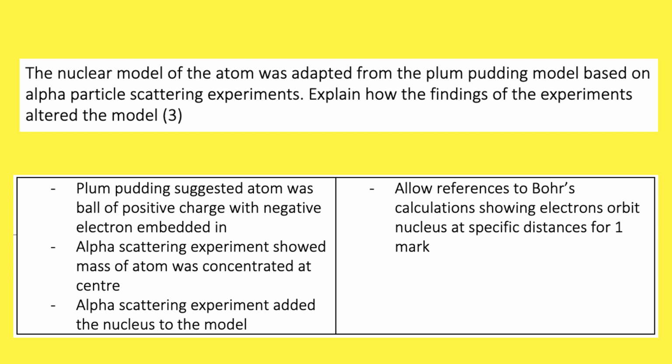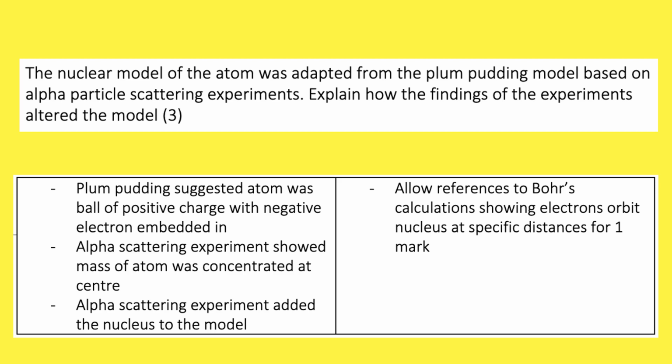So this question requires you to have knowledge of the plum pudding model, the alpha scattering experiments, and the nuclear model. And you need to know the differences between the plum pudding model and the nuclear model and how those experiments helped us go from one to the other.